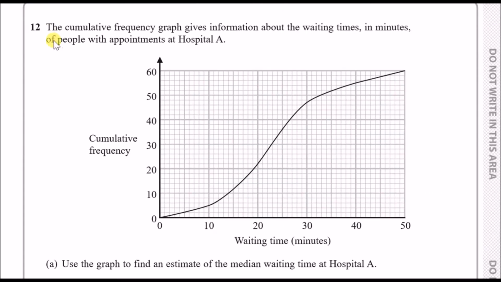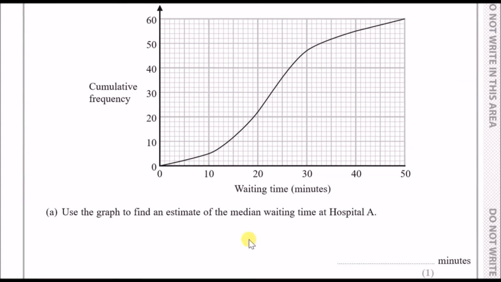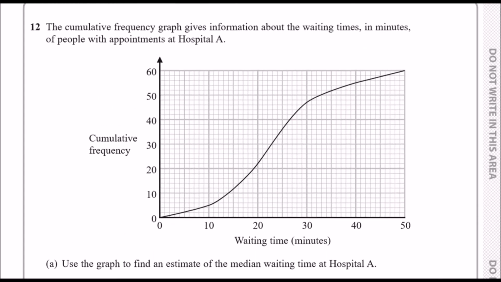Okay, 12. So the cumulative frequency graph gives information about the waiting times in minutes of people with appointments at hospital A. Okay, so by 60 people recorded, this means that all 60 people have been accounted for. Now, the graph wants us to find an estimate for the median waiting time at hospital A. Now, a median means the middle value, and this works with the cumulative frequency. So if we know that there are 60 people, then this tells us that the median will be half of them, so it'll be the 30th person.